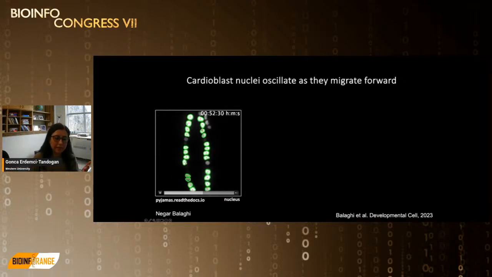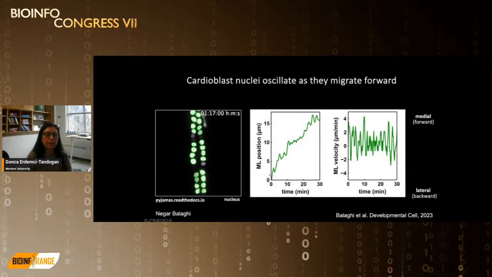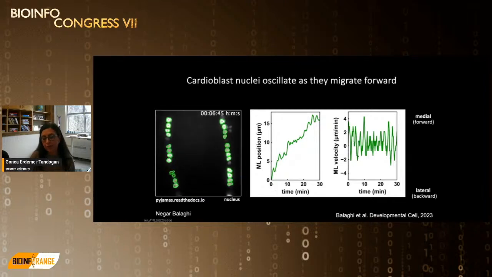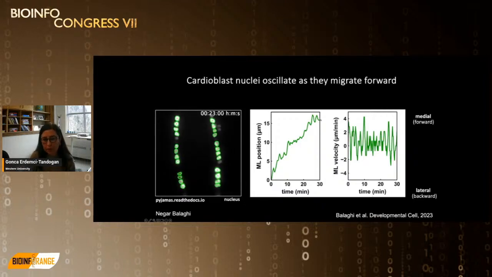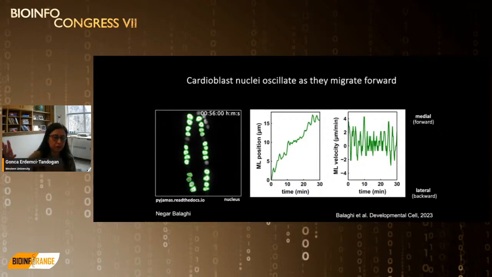You see these green lines, these are annotations. We annotate these and then analyze this migration. Here is the position of these cells over time. And here is the velocity of one of the cells over time. We can see that they eventually move forward, but while they are moving forward, they also do backward motion. So they are moving forward and backward and forward and backward, but eventually they meet in the midline. So this is the cell nuclei.